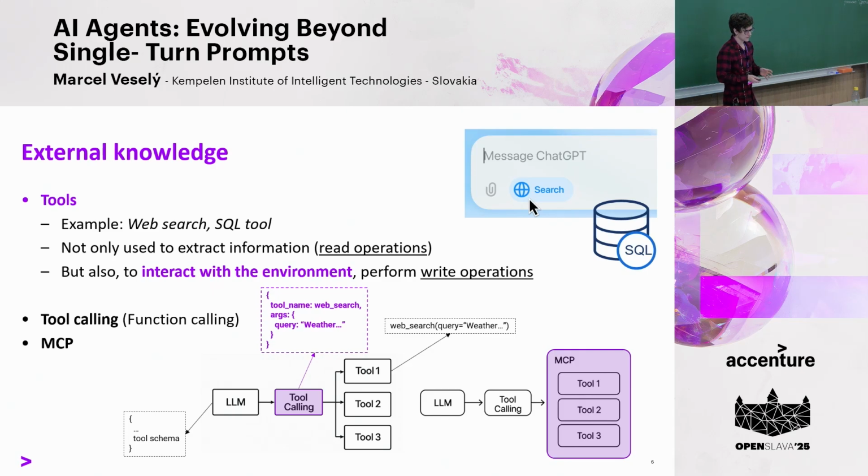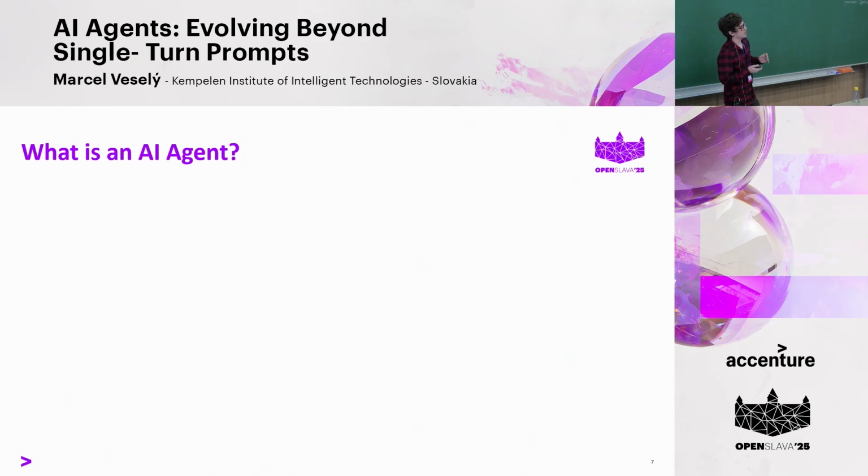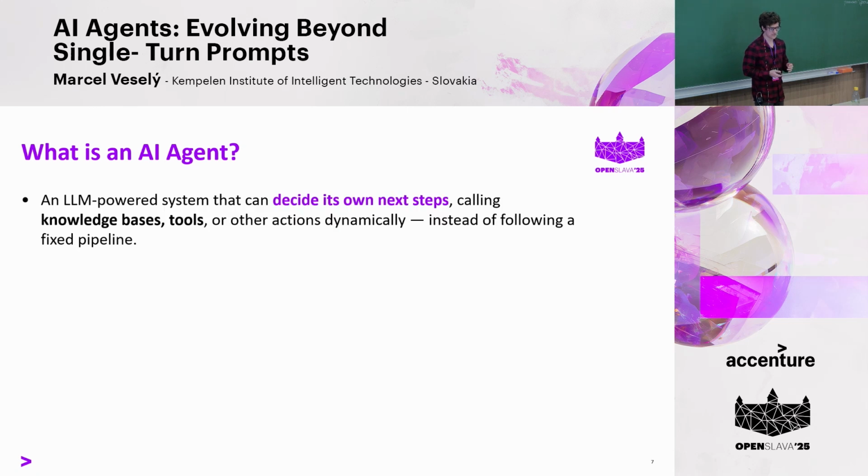Okay, but till now, we've been talking only about some concepts, but not necessarily about AI agents at all. So let's rectify that and talk about them. So what are AI agents? They are an LLM-powered system that can decide its own next steps, calling various knowledge bases, tools, or whatever, instead of following a strict fixed pipeline. So the highlighted part there in purple, the most important thing being that it decides its own next steps.